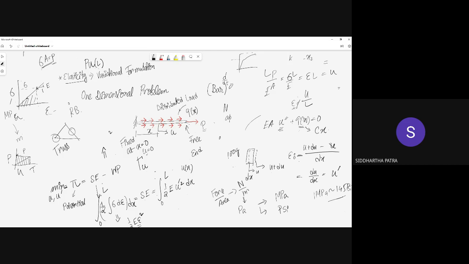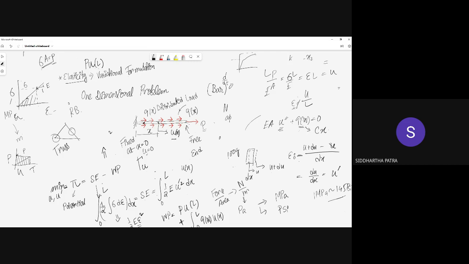Okay, but there is also another force, this distributed force right here, and that also has work potential. That work potential is essentially the integral from 0 to L of q of x and u of x. You see, at every x there is a certain q value, and every location is moving by some u of x. So the point of application of the force moves by u of x.